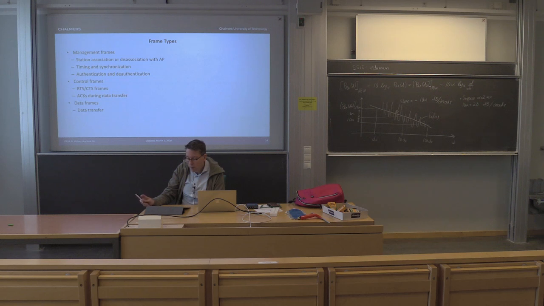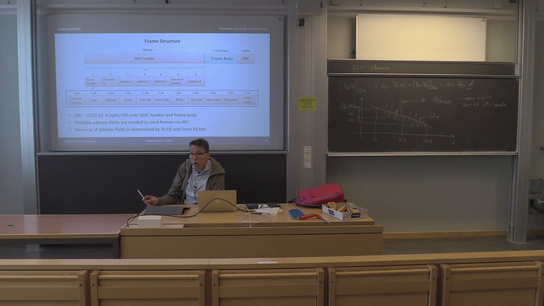Frame types. We transmit frames. So data frames we already talked about, but then there is also management frames and control frames. Management frames are for association and disassociation, timing, synchronization, authentication, and de-authentication. We talked about this earlier. So these are frames which carry no user data, but are just to organize the network and so forth. We have the control frames, which are the RTS, CTS frames and the acknowledgements. And these are necessary parts of the transmission of user data. And then we have data frames, which actually carry the data.